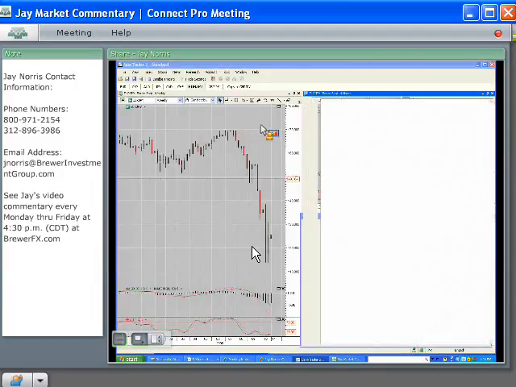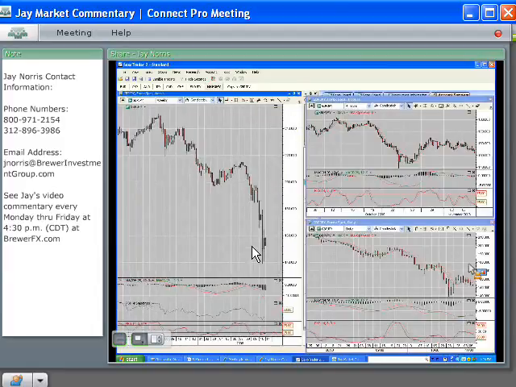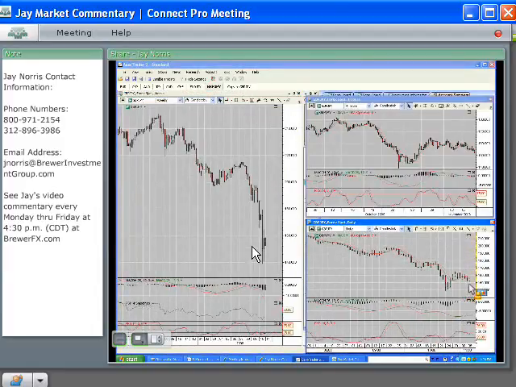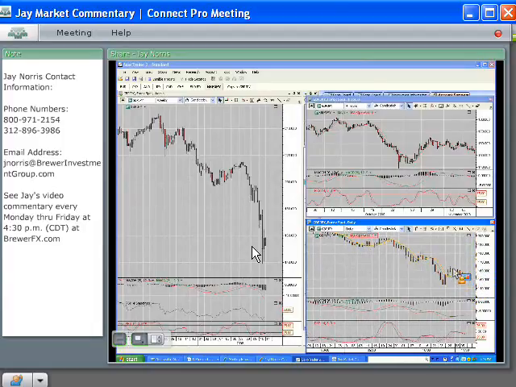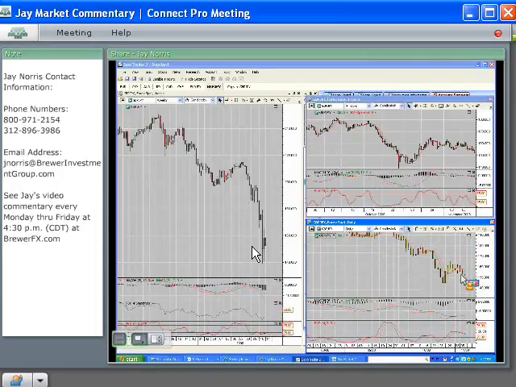The pound yen, lower right, it made a lower low today. It looks like it's still questionable whether we're seeing a resumption of the overall trend or we're just seeing a bull flag here or consolidation. It did, however, give a sell signal.